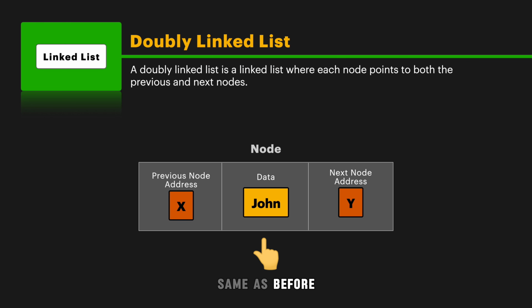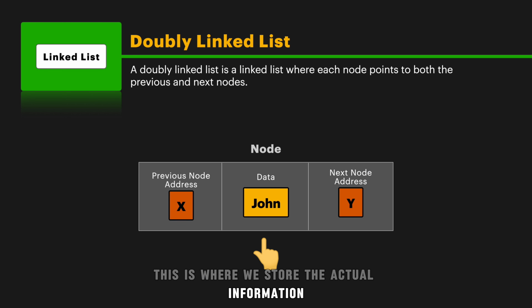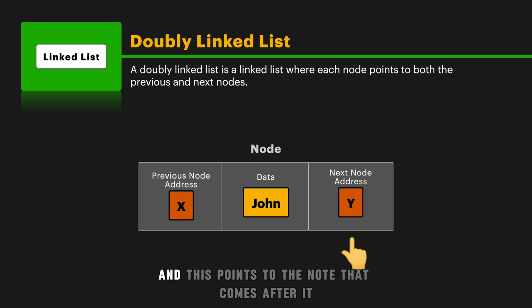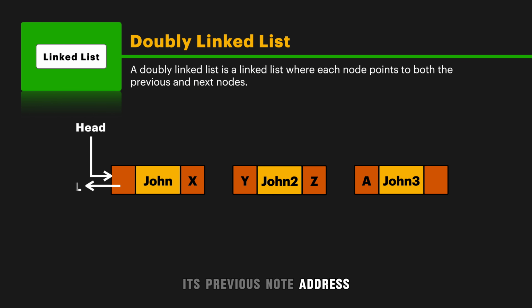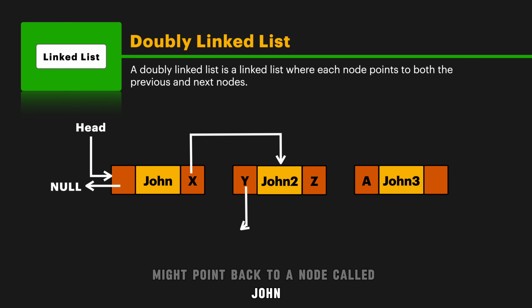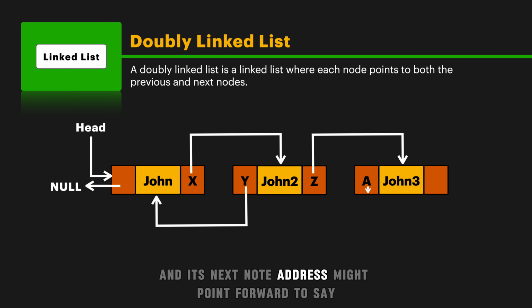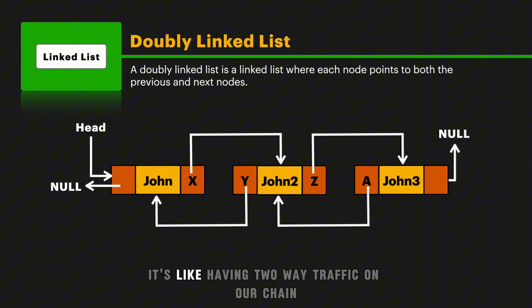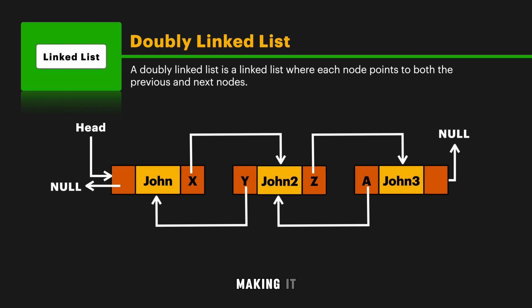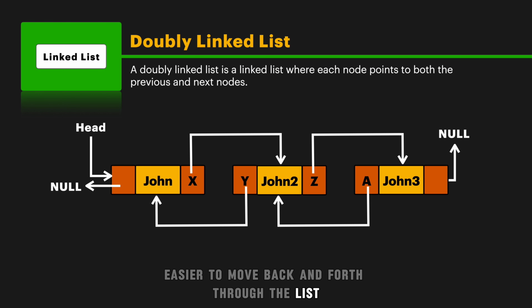Data, same as before, this is where we store the actual information. Next node address, and this points to the node that comes after it. So, if we have a node called John 2, its previous node address might point back to a node called John, and its next node address might point forward to, say, a node called Jane. It's like having two-way traffic on our chain, making it easier to move back and forth through the list.